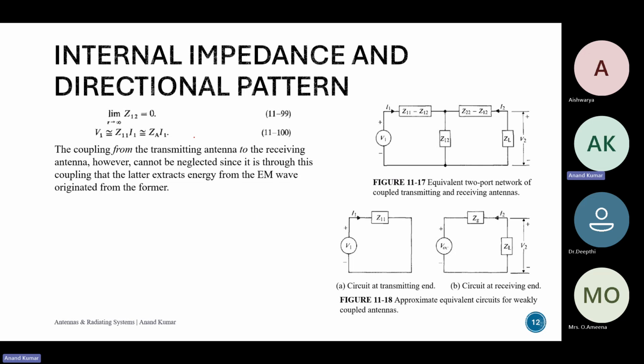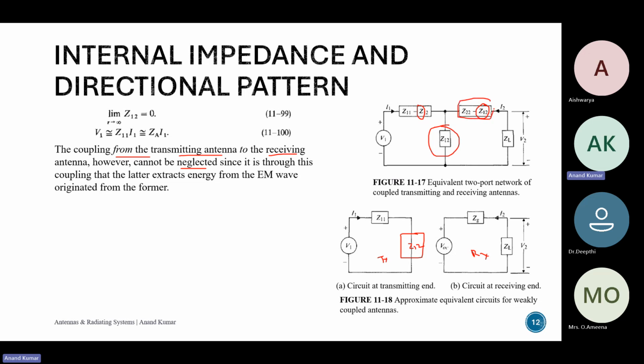Now, the coupling from the transmitting antenna to the receiving antenna cannot be neglected in this case, since all the excitation happening in the receiving antenna comes from it. This is for the receiver circuit, and this is for the transmitter circuit. In the transmitter circuit we ignored the effect of Z12, but in the receiver we cannot ignore the Z12 term.